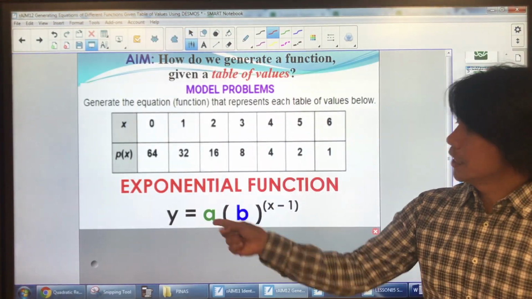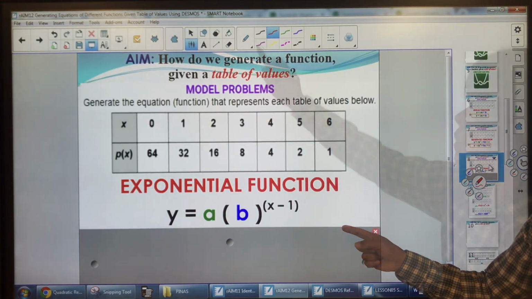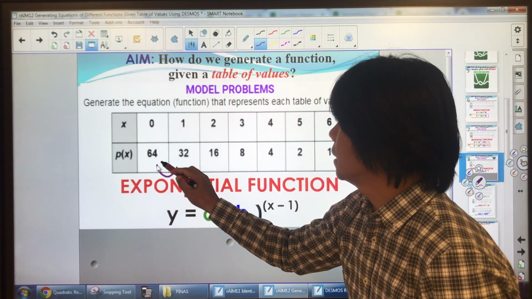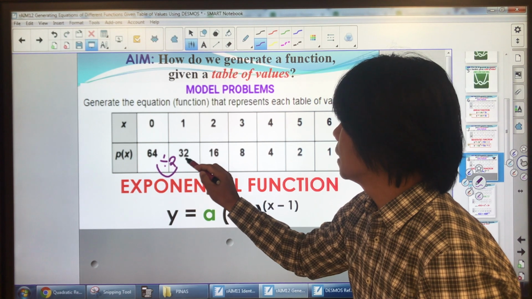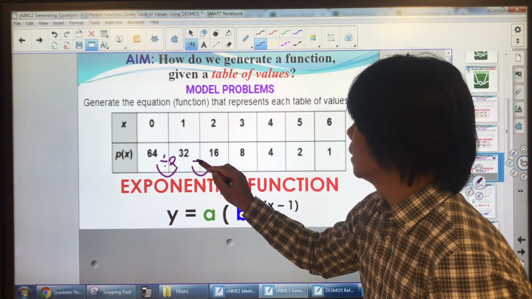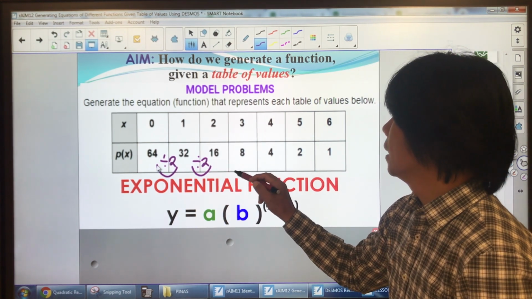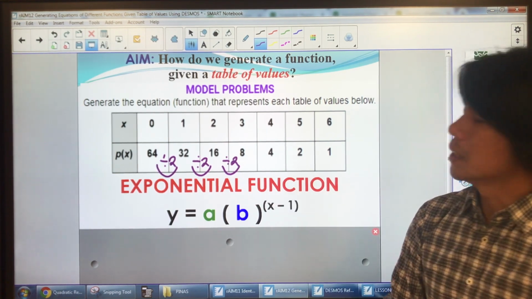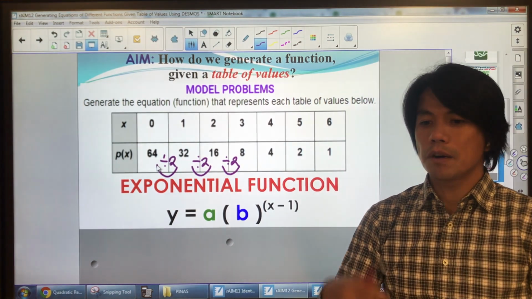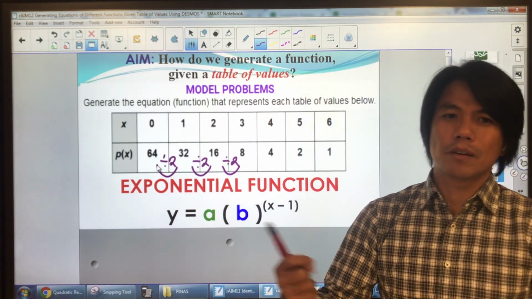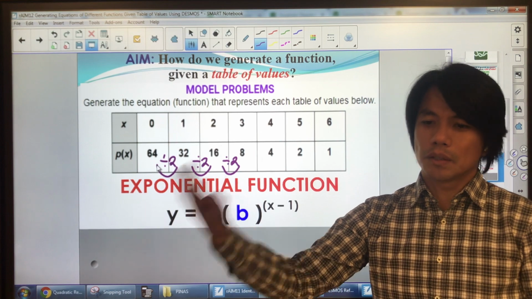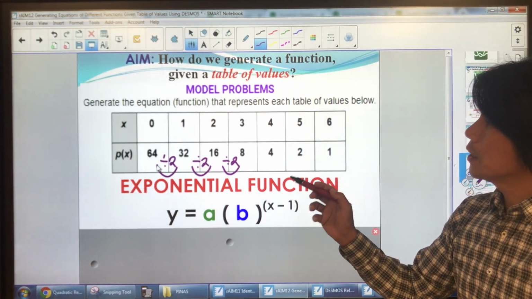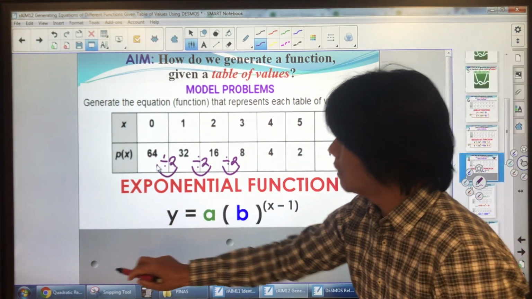And lastly, let's go to the exponential function. Take a look here. 64. If I divide this by 2, that's 32. If I divide this by 2, that's 16, and it keeps going. Right? Divide by 2. So it's exponential. Exponential is whenever either you're multiplying or dividing a term to get the next one. Now, how do we get the equation or the function represented by this table of values?